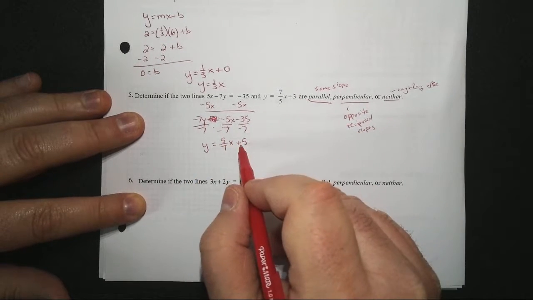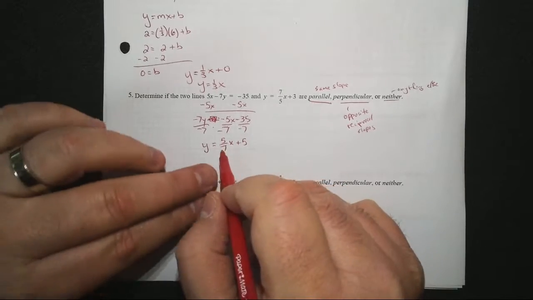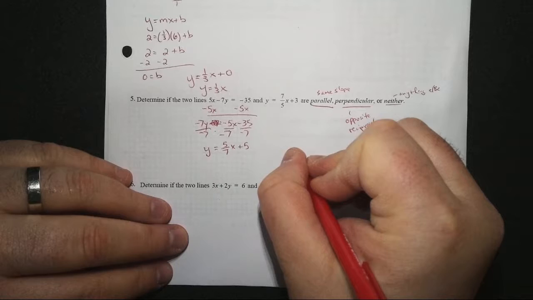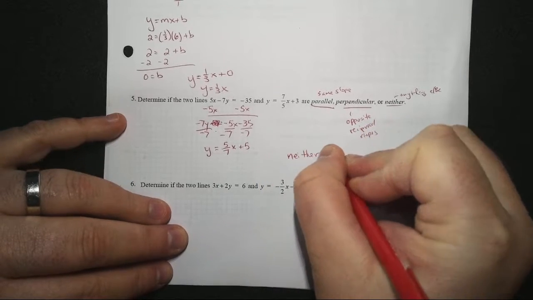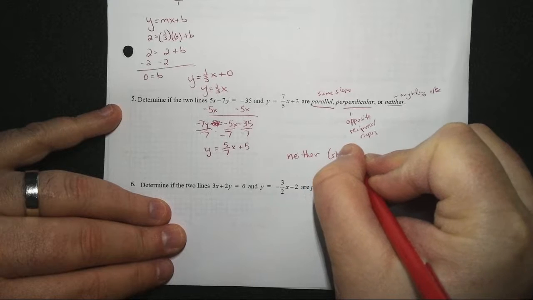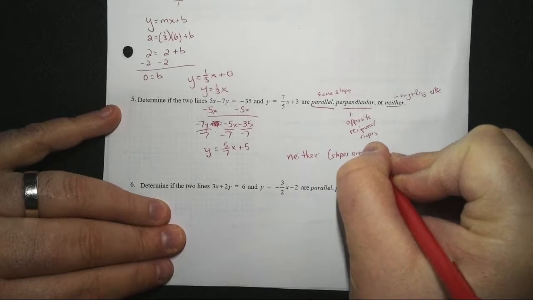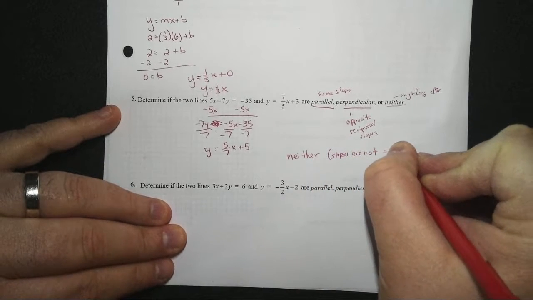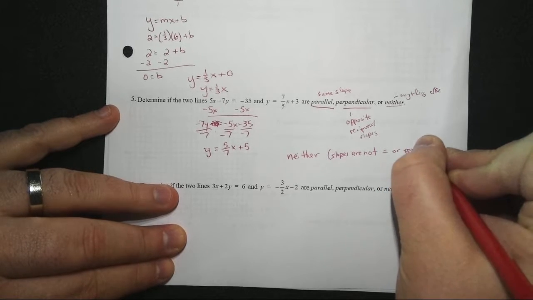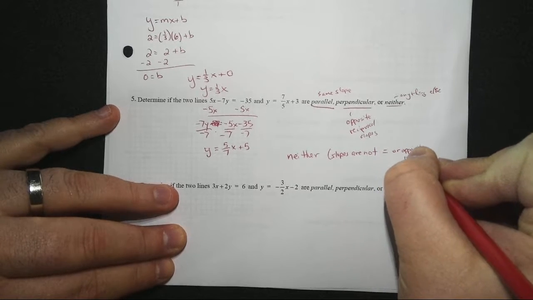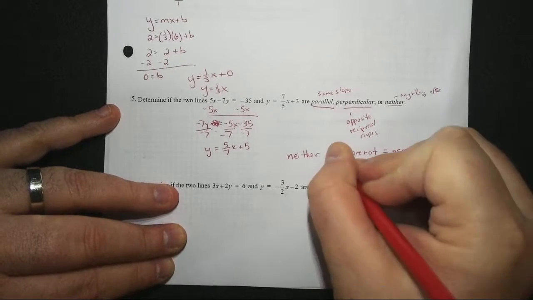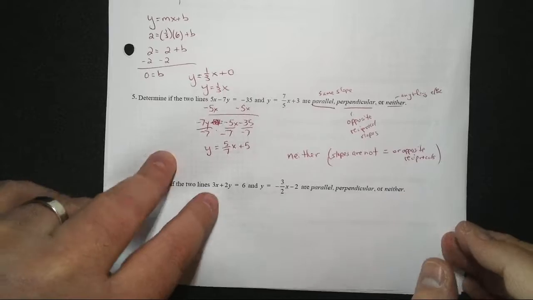And we'll get y is equal to 5 over 7x plus 5. So the y-intercepts are different, so it's not the same line, okay? And the slopes are reciprocals, but they're not opposite reciprocals. So this one is going to be neither. Okay, if it says to explain, you'll just mention that the slopes are not equal or opposite reciprocals. All right, and that would be a nice explanation there.